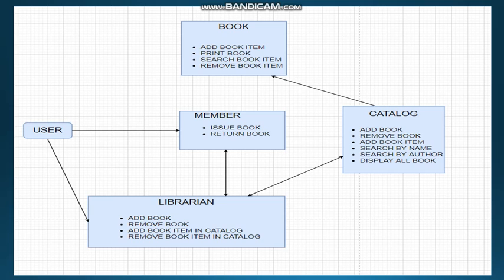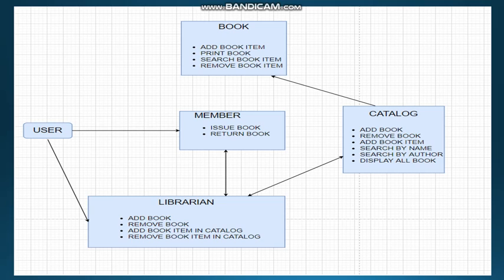Let us look at the use case diagram for the same. Here we have defined few classes named as book class, catalog class, member class, and librarian class. Member is the student. So what are its functions? The functions defined in member class are issue book and return book.